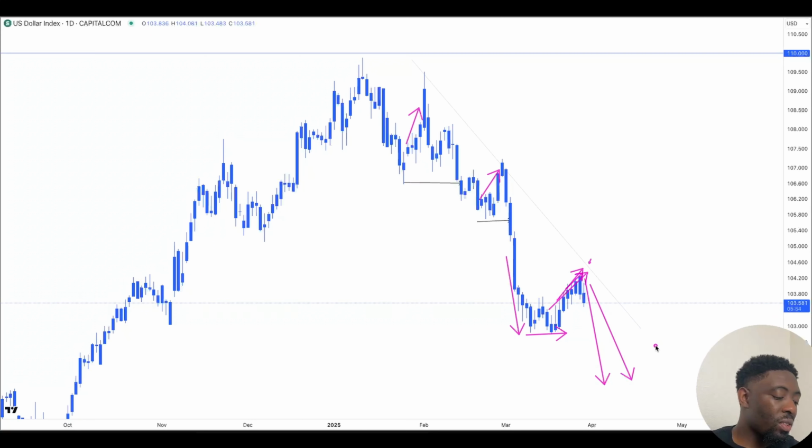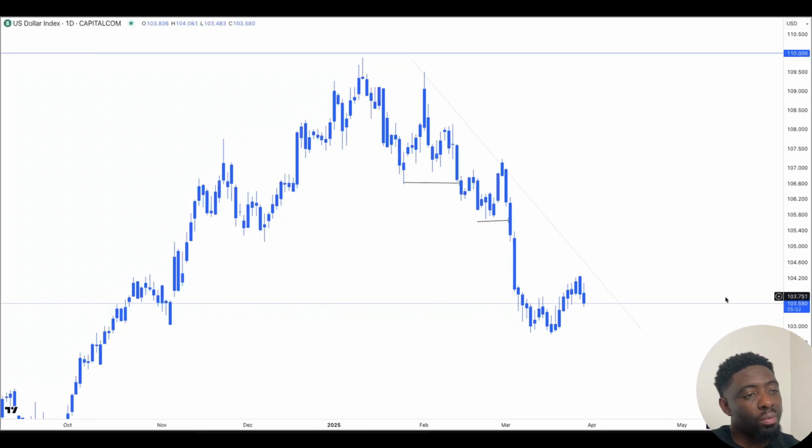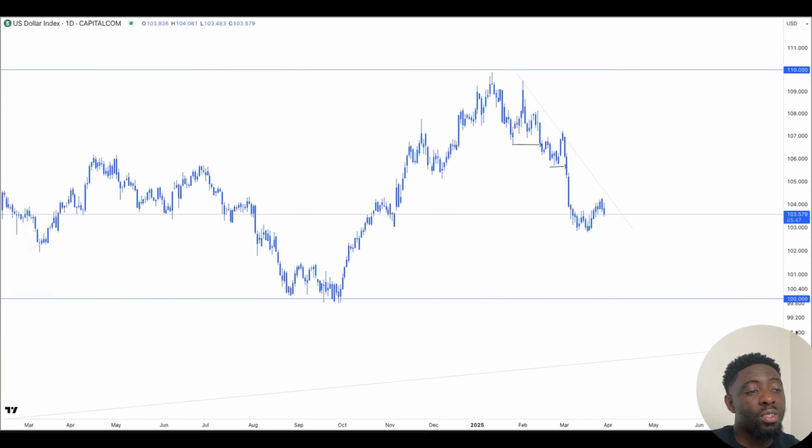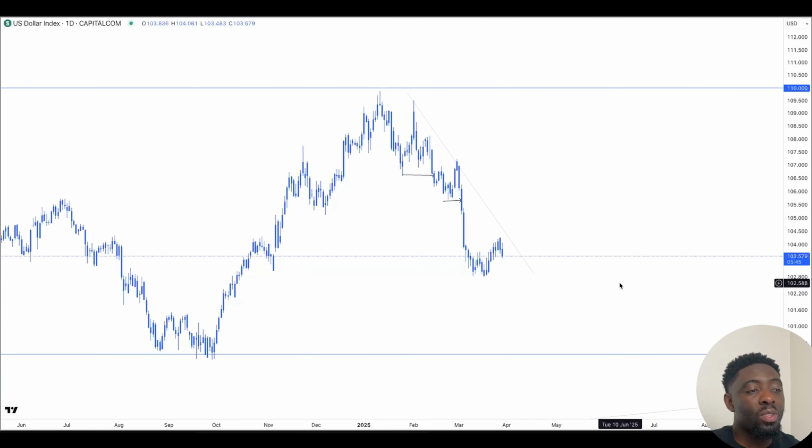So my analysis on the DXY remains the same. I'm still expecting prices to move to the downside. Now, how far is this gonna go? That's really difficult to tell. Now, let's say the DXY finds it difficult to go through an area like this. Now, what's the next thing I'll look at?